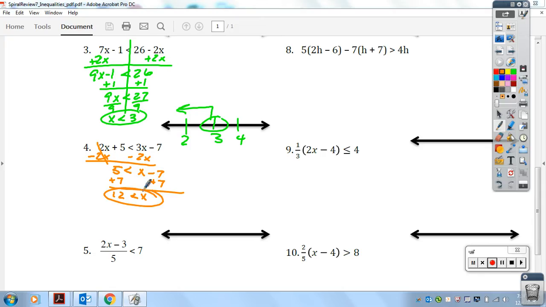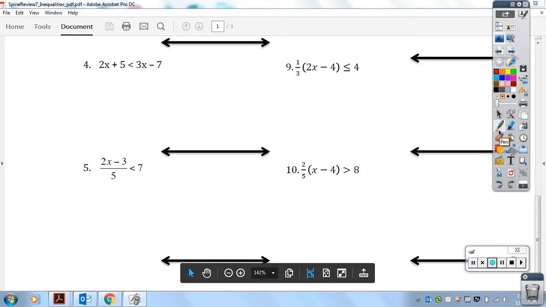So when I graph this, 12, 13, 11, so 11, 12, 13. It's an open circle, but more importantly, you can't just look at the arrow. It does not go this way because x is on the big side, and the big numbers are there. You're graphing what x is. Since x is on the big side, I shade to the right.